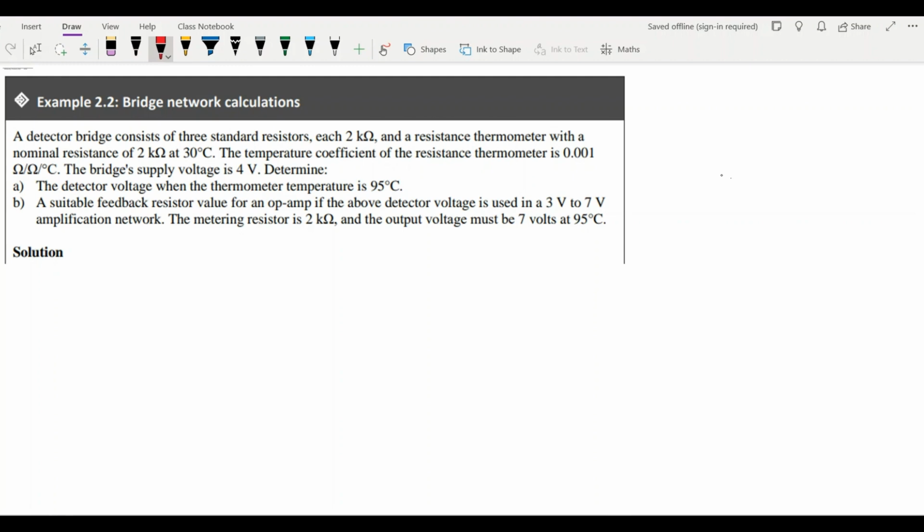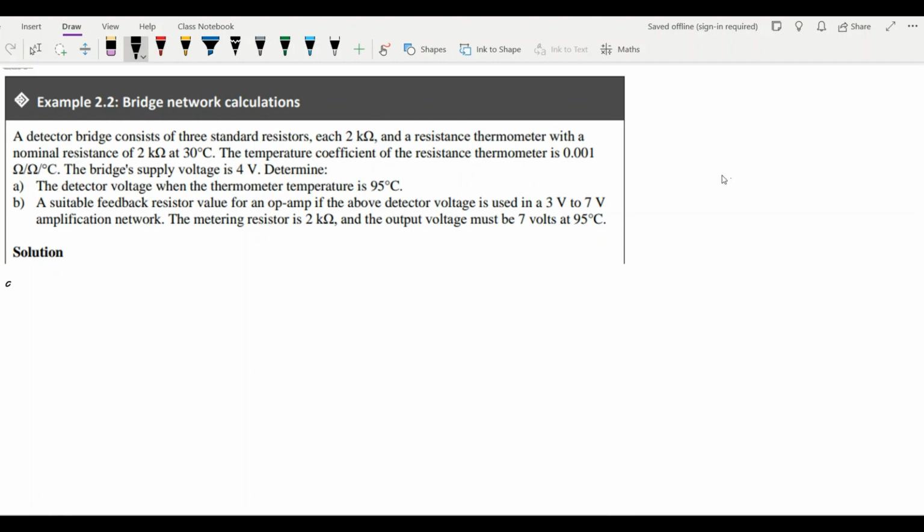A detector bridge consists of three standard resistors, each having a resistance of 2 kilo ohms, and a resistance thermometer with a nominal resistance of 2 kilo ohms at 30 degrees Celsius. The temperature coefficient of the resistance thermometer is 0.001 ohm per degree Celsius. The bridge supplies a voltage of 4 volts. The question wants us to determine the detector voltage when the thermometer temperature is at 95 degrees Celsius.